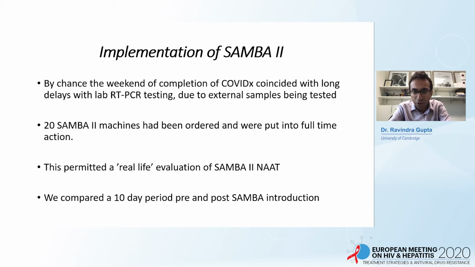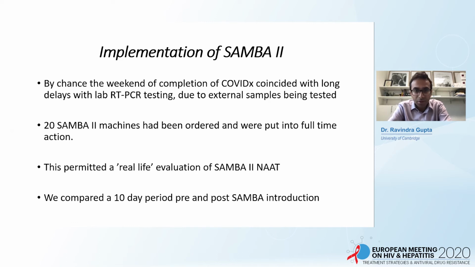Because as soon as we had finished this validation study, there was a huge backlog in RT-PCR testing with a turnaround time of something like 4 or 5 days due to a number of different laboratories in the UK sending their samples to us. And therefore, we had pre-ordered 20 machines in anticipation of this surge, and we were able to start using them in full-time operation to replace the laboratory for testing in the hospital, which was a huge task, and in many ways it was a huge risk because this was a new test.